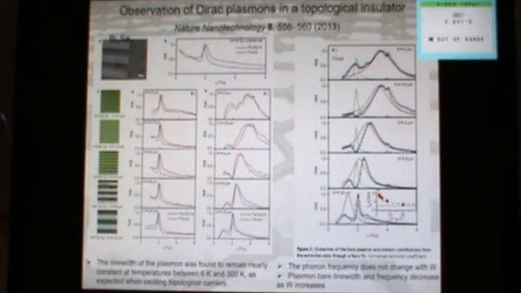And the plasmon line width, actually, can be changed if you change the width of the ribbon from 2 micrometers to 8 micrometers. If you have a larger width of the ribbon, you have a narrower line width of the plasmon resonance. And also it shifts to lower frequency.